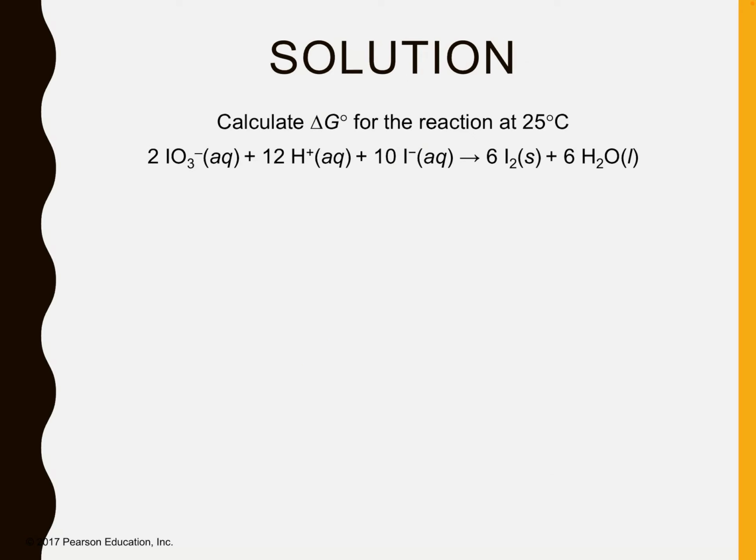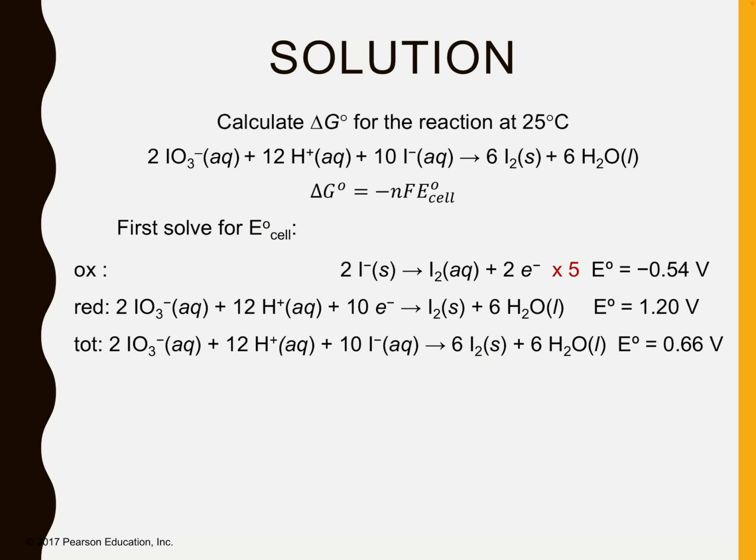Let's go through this. So calculate delta G naught for that reaction at 25 degrees Celsius, so standard conditions. So again, we're going to use this Faraday's equation. And the first thing we need to do is solve for E naught of the cell. So we would look on that table and find things that match up. We are seeing that our iodine is being oxidized, going from I- to I2, and it's also being reduced from iodate to I2. So when we combine those two reactions together, we'll get our overall reaction.